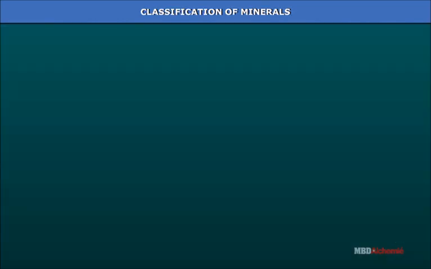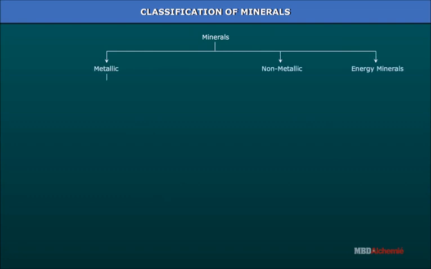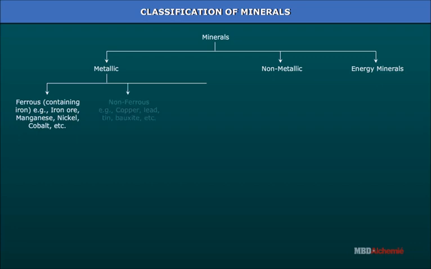Classification of minerals. Minerals: metallic, non-metallic, energy minerals. Ferrous, containing iron. Example: iron ore, manganese, nickel, cobalt, etc. Non-ferrous. Example: copper, lead, tin, bauxite, etc. Precious. Example: gold, silver, platinum, etc.